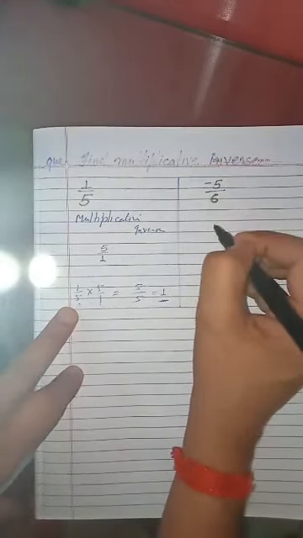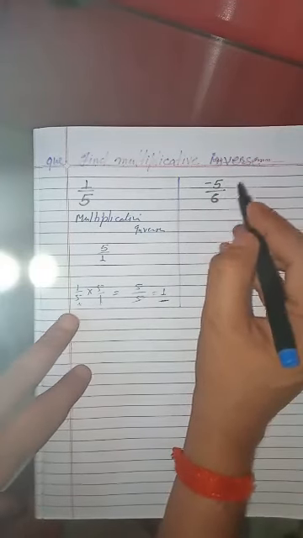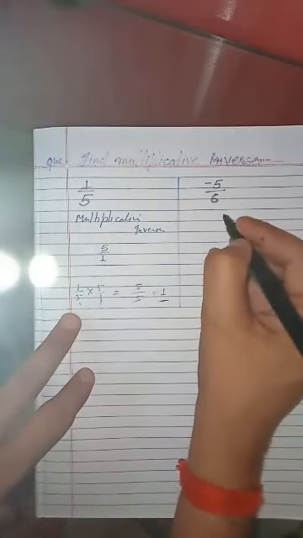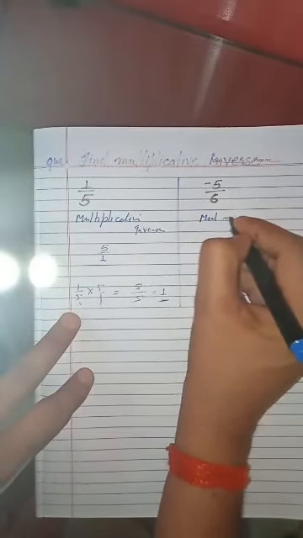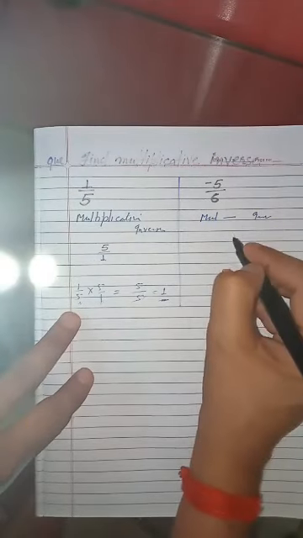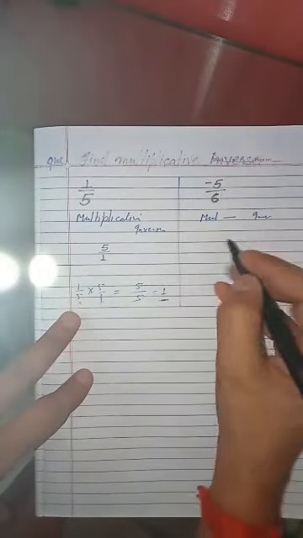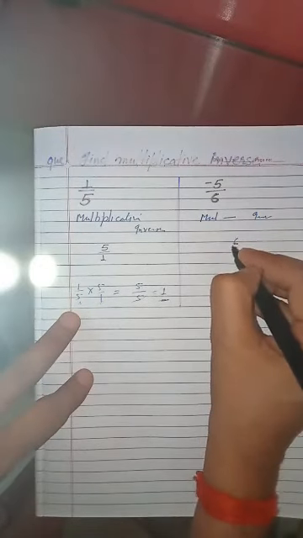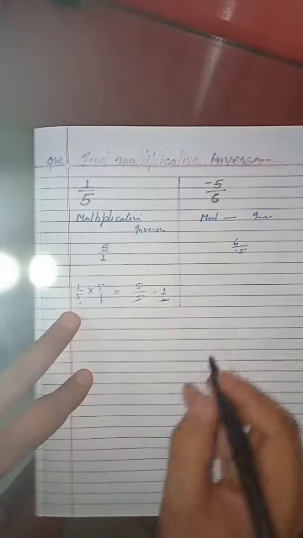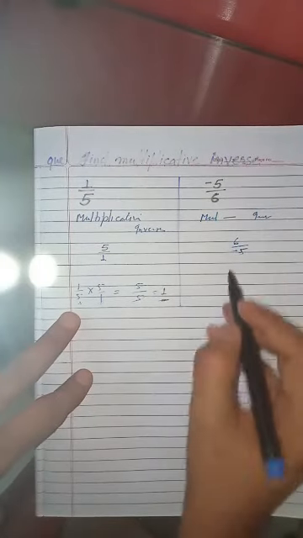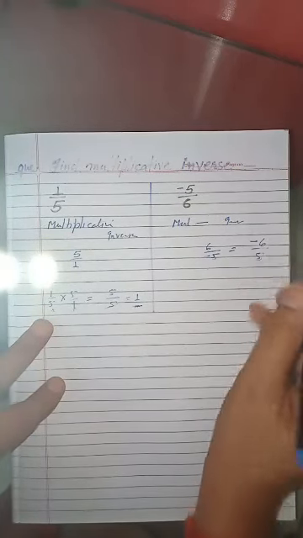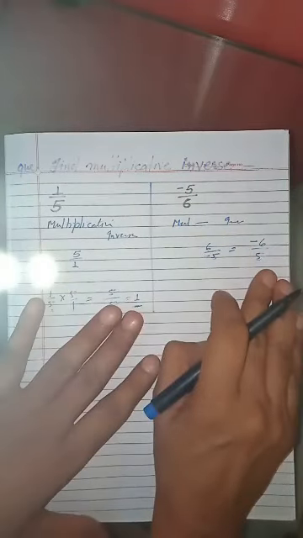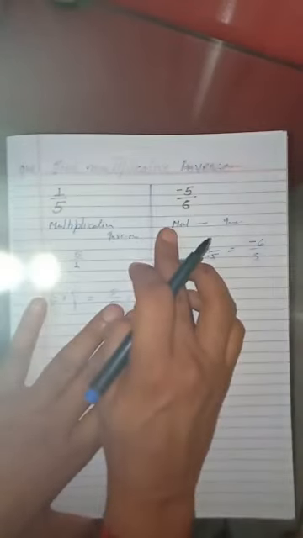Okay. Now we will go for another example, that is -5 upon 6. Okay. So you have to find out the multiplicative inverse. So again you should write multiplicative inverse. What is the multiplicative inverse? Just the opposite of this number. What is the opposite? 6 upon -5. But you should place -5 on the upper side. So that means the number is -6 divided by 5. So -6 divided by 5 is a multiplicative inverse of -5 upon 6.